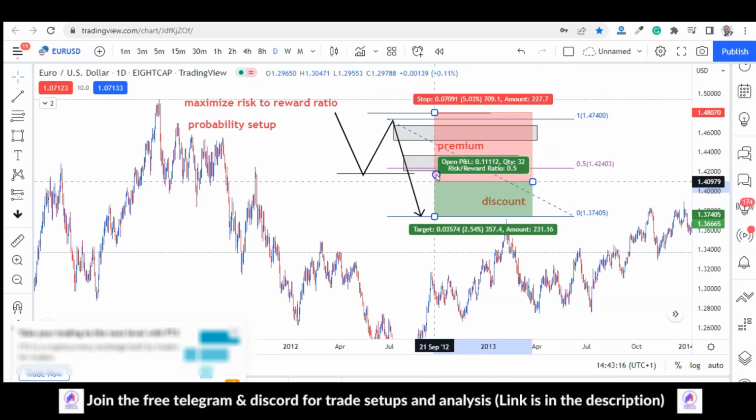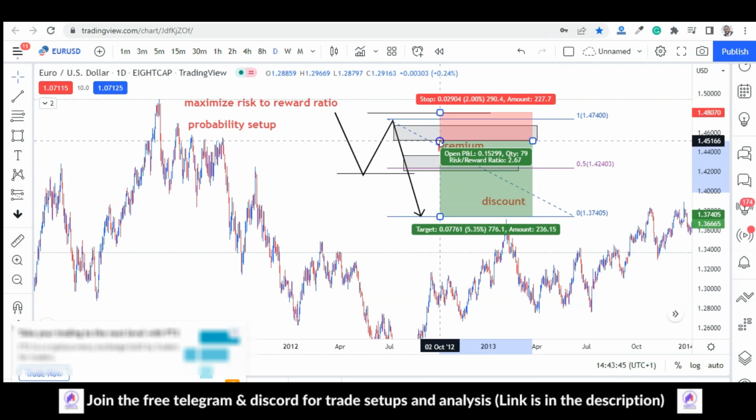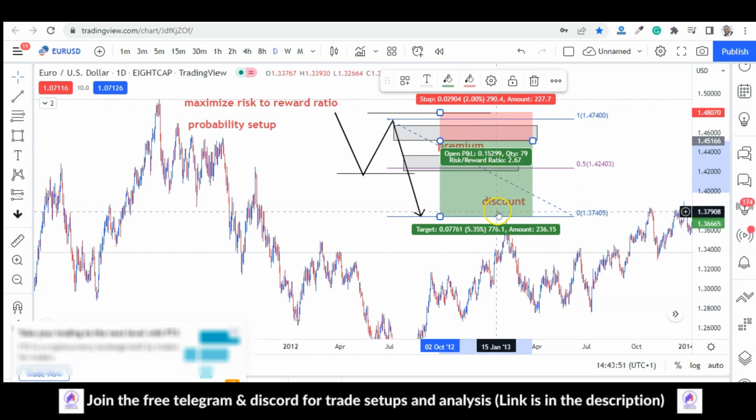Now let's look at this one. In this case, you don't have one-to-one risk to reward. So this also is a low probability trade setup. Once you get a one-to-one risk to reward from the point of invalidation, then you can say this is a somewhat medium setup, because the risk and reward are the same. But the optimal point is this point here. You are risking just a few pips to make more pips. In this case, your risk to reward is 2.67, which is a high probability trade setup.